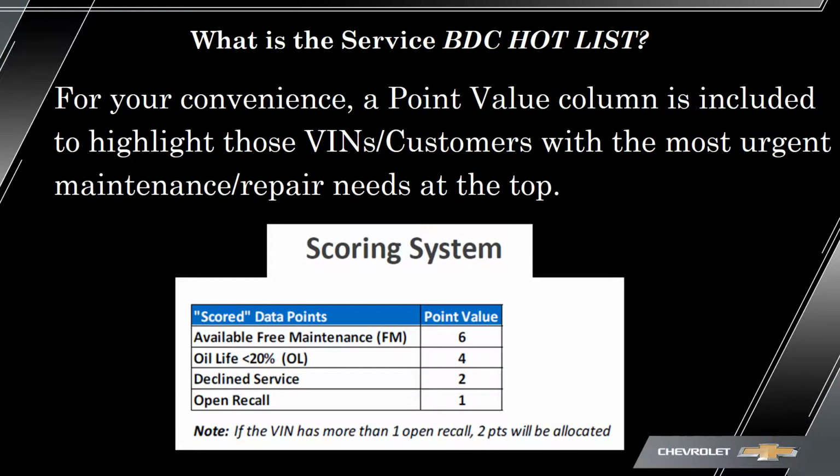And here's a look at the scoring system. Available free maintenance, 6 points. Oil life less than 20%, 4 points. Declined service, 2. And open recall, 1. If the VIN has more than one open recall, 2 points will be allocated.